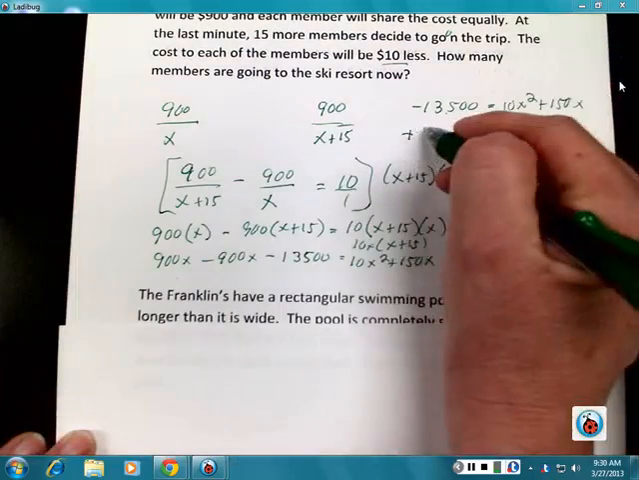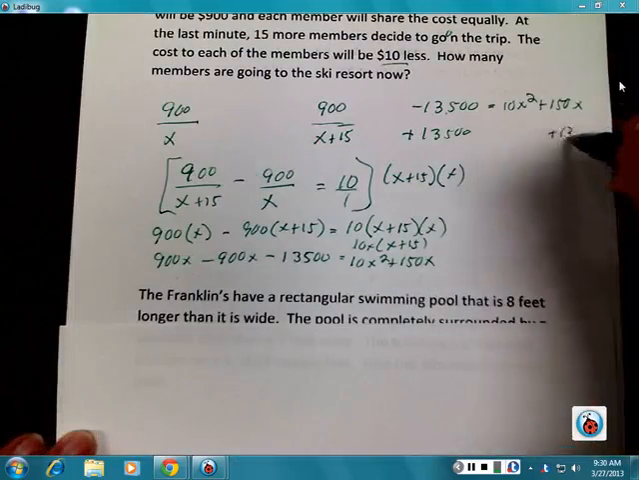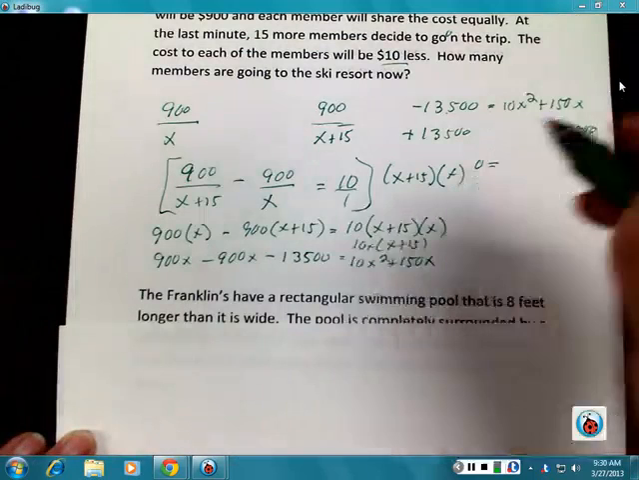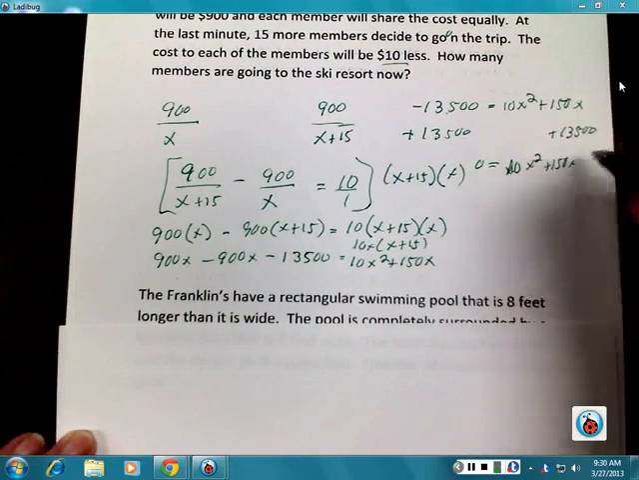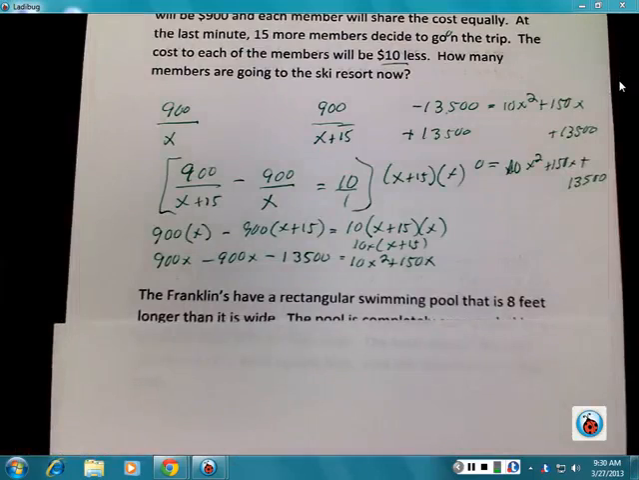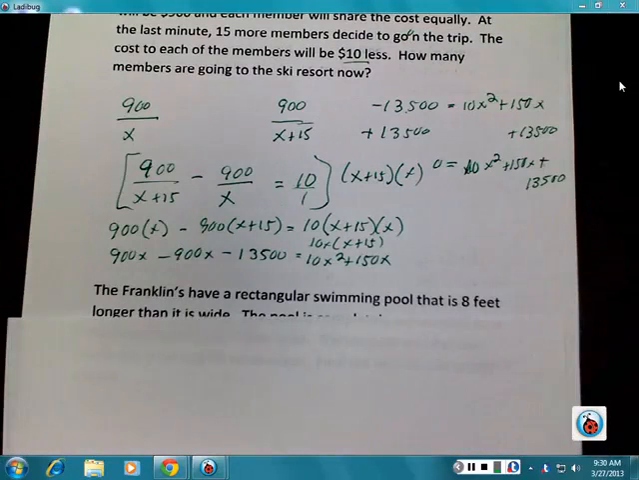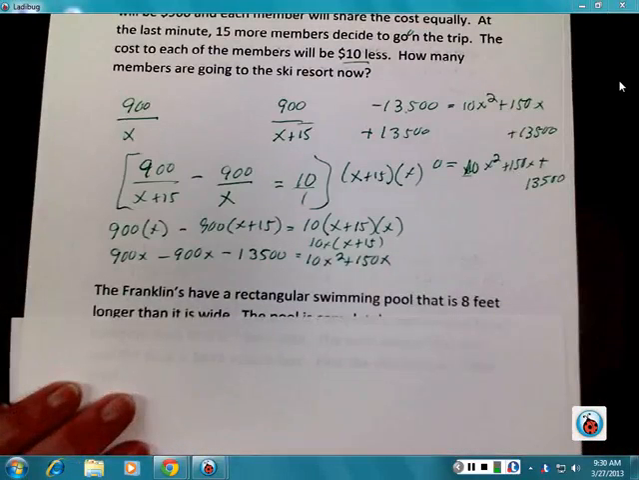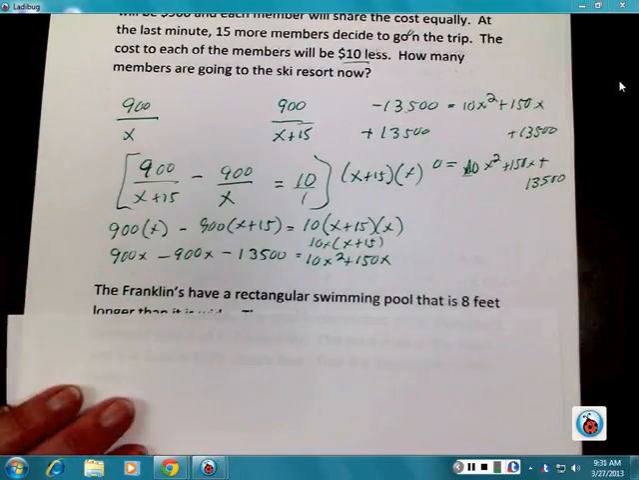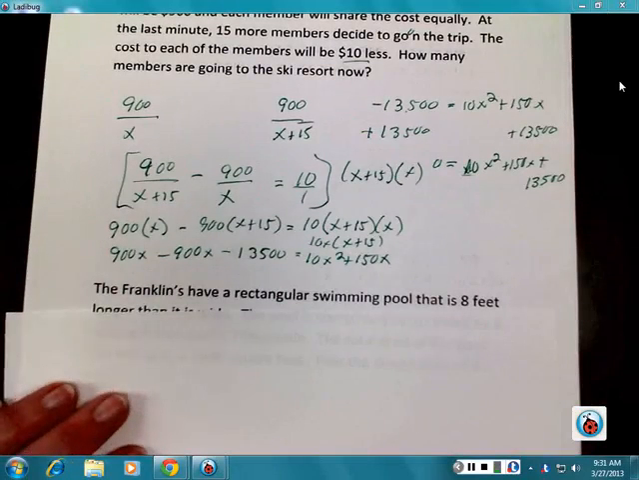Move this over. And I find 0 is equal to 10X squared plus 150X plus 13,500. And so that gives me my A's, B's, and C's out of this thing. They're big, so keep that in mind. So then what do I have to do? Just plug these into my quadratic formula and I will get my answer. Okay? So will I want the negative answer? No, I want the positive answer. And so this is going to get me back to how many people attended this whole thing.